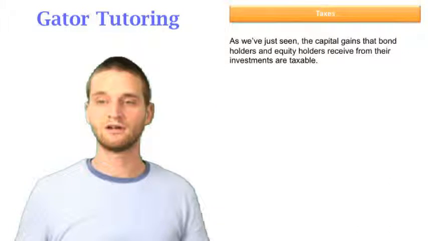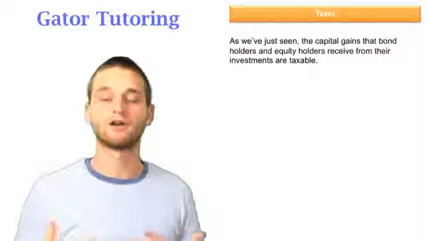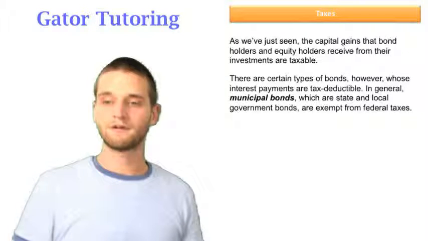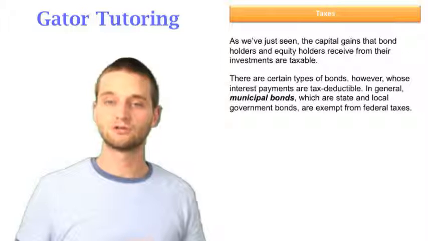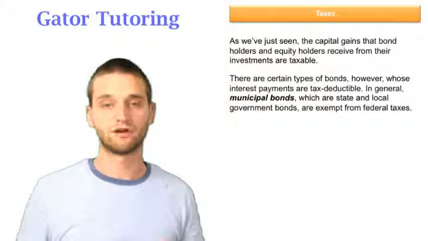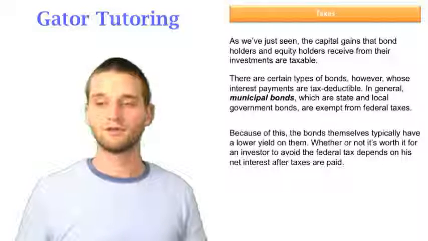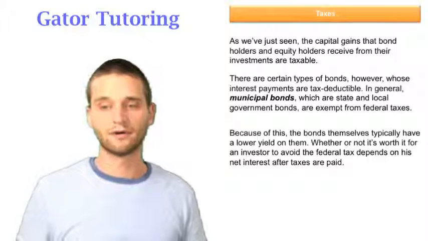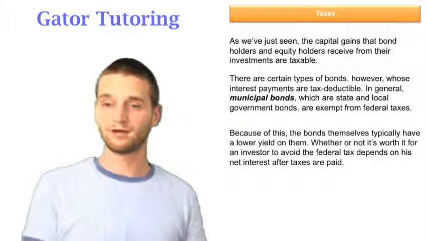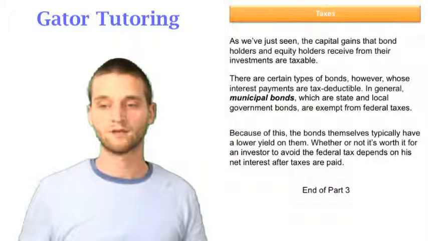So as we've just seen, the capital gains that bondholders and equity holders receive from their investments are taxable. There are certain types of bonds, however, whose interest payments are tax exempt. In general, municipal bonds, which are state and local government bonds, are exempt from federal taxes. Because of this, the bonds themselves typically have a lower yield. Whether or not it's worth it for an investor to avoid the federal tax by buying the muni depends on his net interest after taxes are paid. And that's the end of part 3.